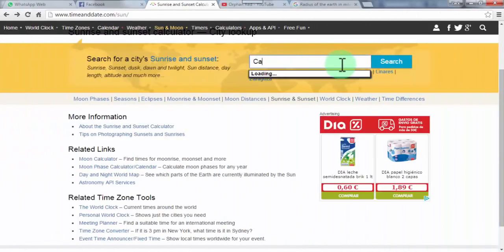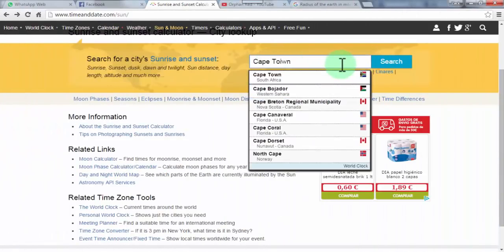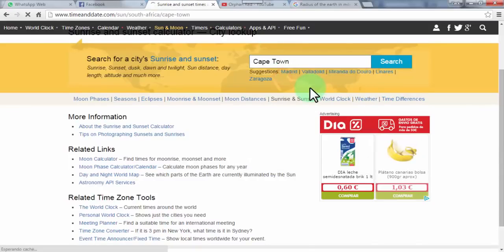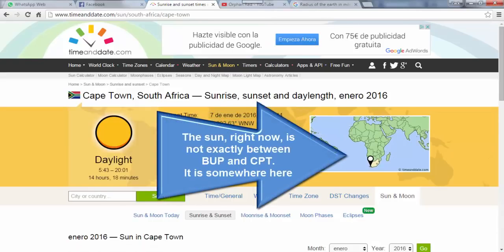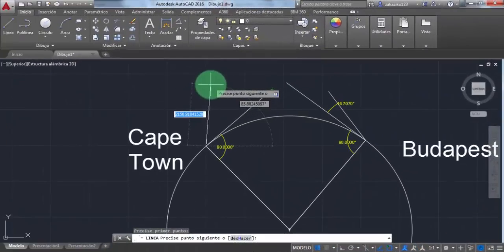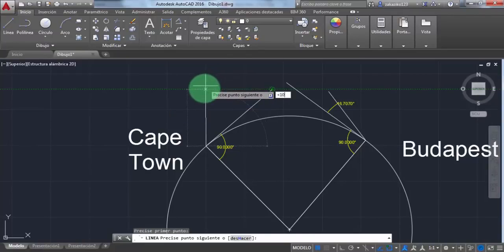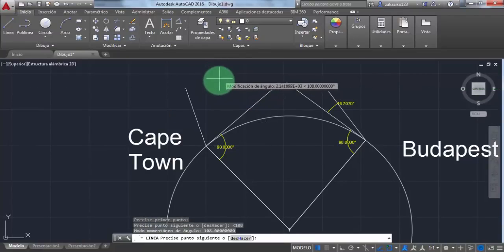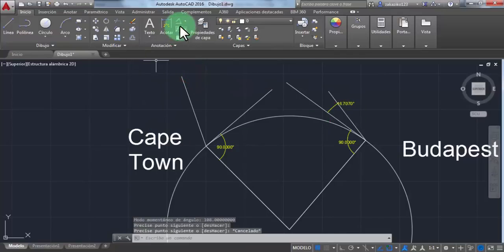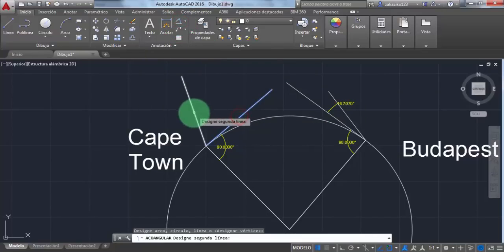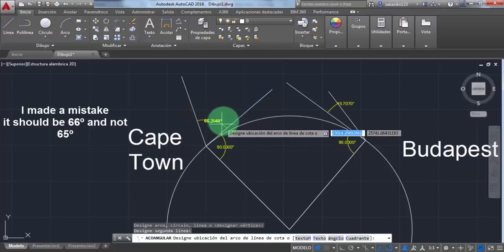Now let's see Cape Town. 66 degrees. Please bear in mind that Budapest is 1 hour behind Cape Town and that the sun right now is not between them, it's somewhere above the ocean, but that's not going to make a big difference. Now let's draw the angle in AutoCAD. Oops, I made a mistake.